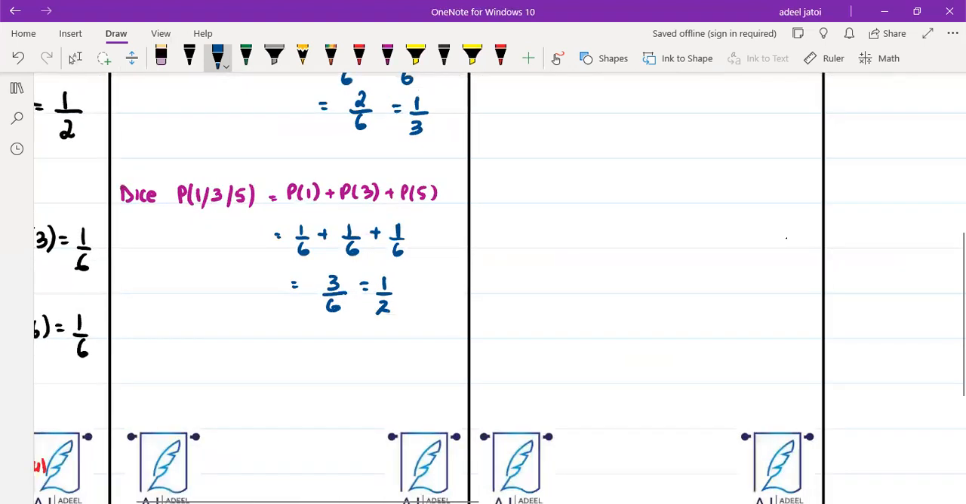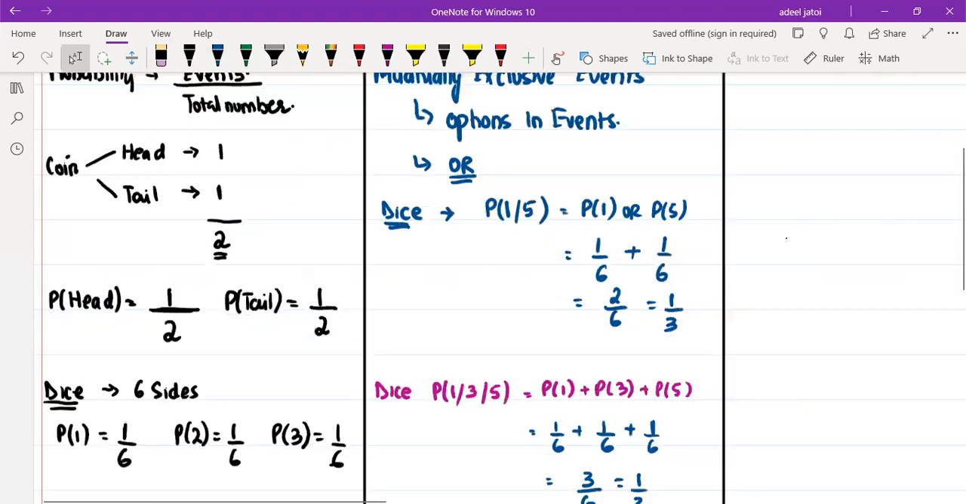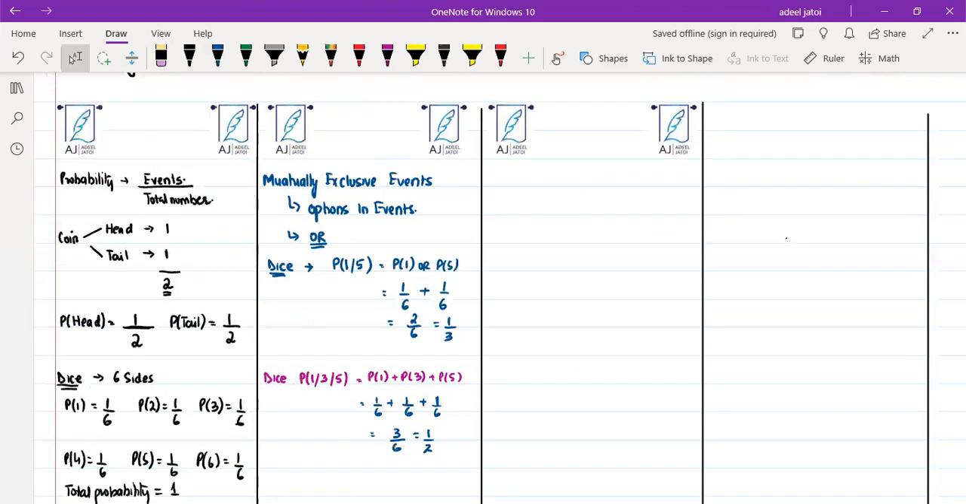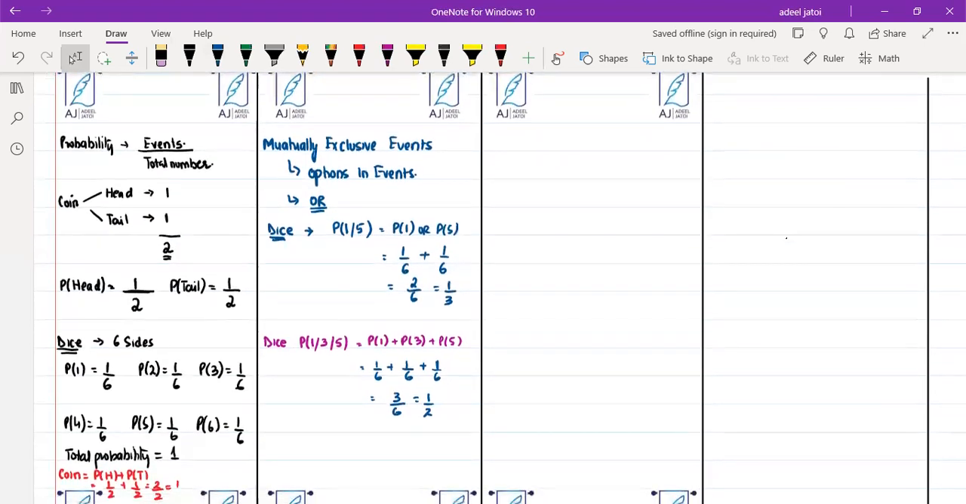Which is 50%. So that means that we started off with probability: normal events upon total number. Coin is head or coin is tail. Coin has head and coin has tail, which is 1, 1. Probability of getting head is 1 upon 2. Probability of getting tail is 1 upon 2.